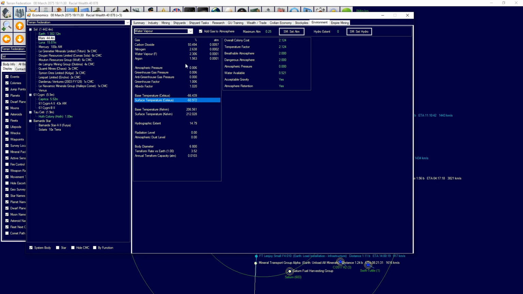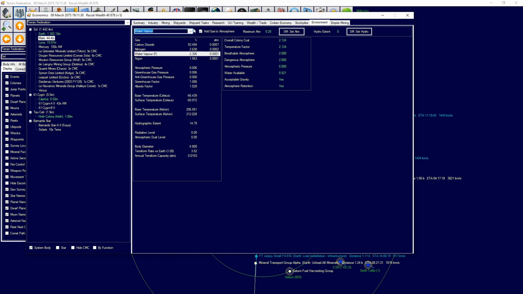Okay, then we have our atmospheric pressure. So we have different levels of pressure that are exerting on the atmosphere. There's only 0.006 atmospheres in Mars' atmosphere. And as you can see here, we have some argon, we have some nitrogen, we have water vapor, because I'm currently pumping water vapor in to create more hydro extent, and carbon dioxide. So all of these numbers will then go into these numbers. Up here, you can select which gas you want to add to the atmosphere.